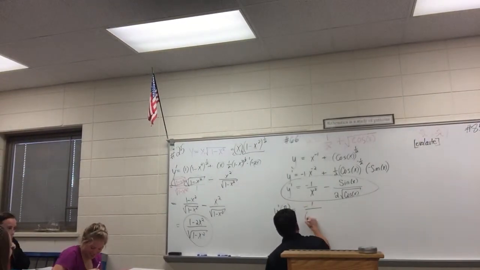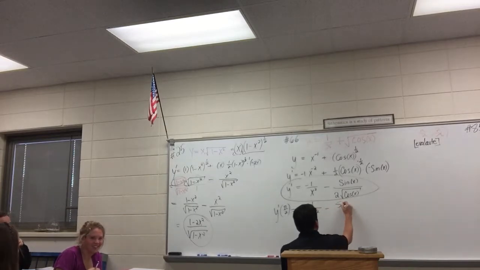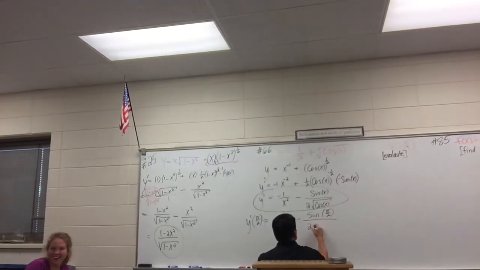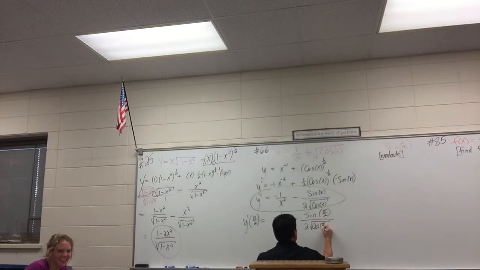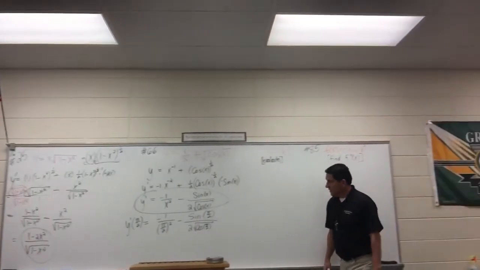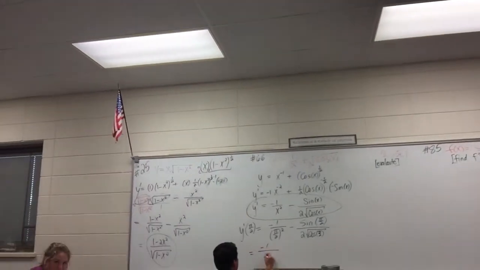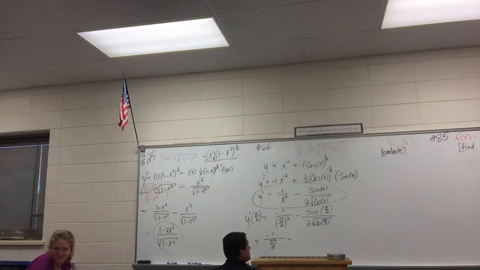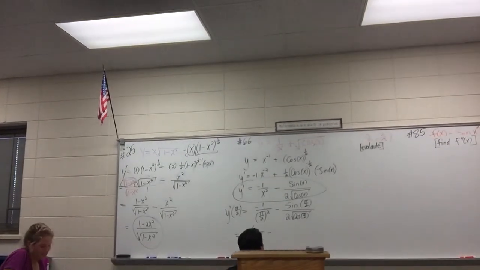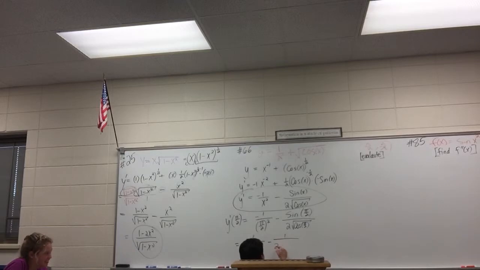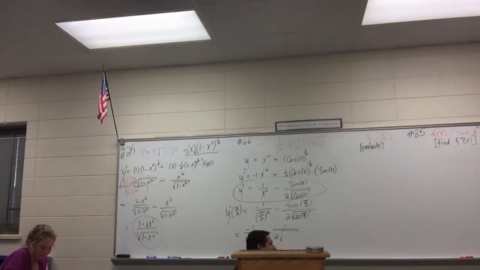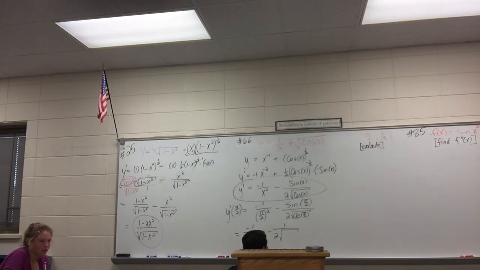Okay, so negative 1 over pi over 2 squared, minus the sine of pi over 2 over 2 times the square root of the cosine of pi over 2. Okay. So let's see what we got here. This is negative 1 over pi squared over 4, minus, what's the sine of pi over 2? 1. 2 times, what's the square root of the cosine of pi over 2? What's the cosine of pi over 2? 0.